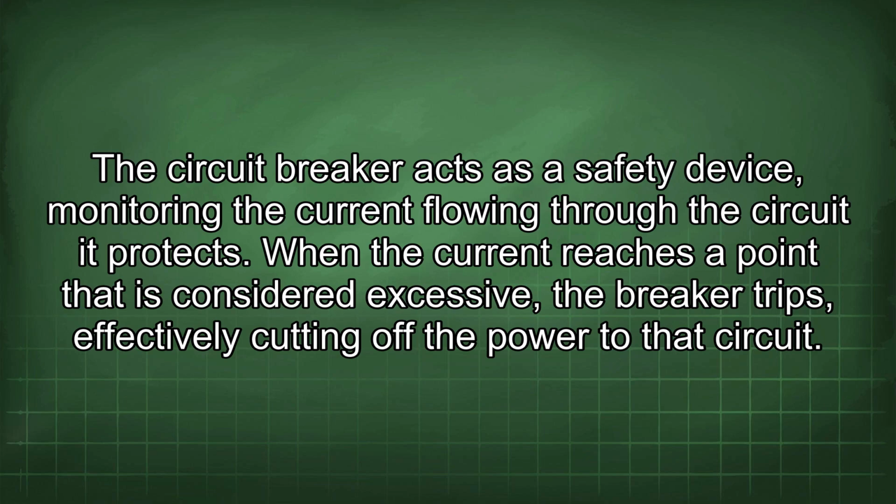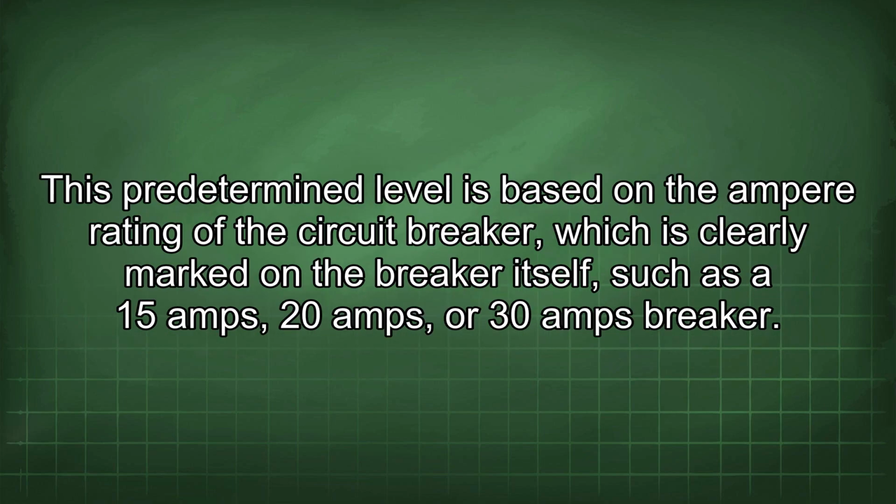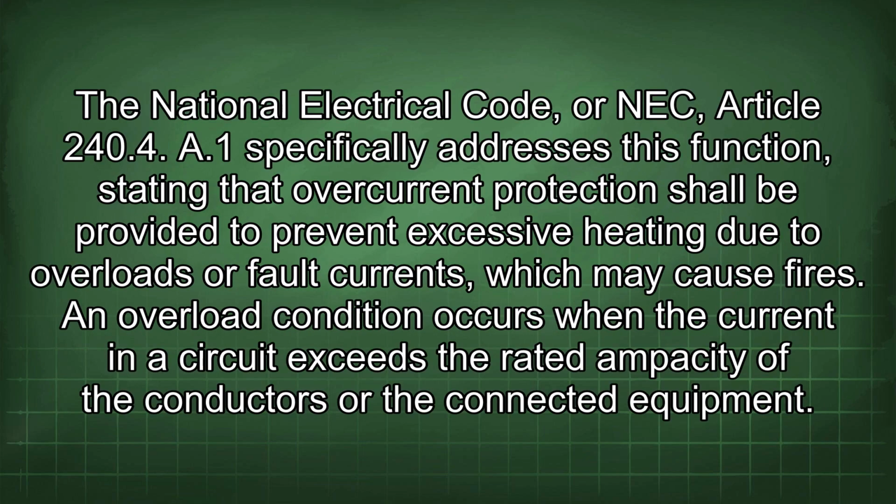When the current reaches a point that is considered excessive, the breaker trips, effectively cutting off the power to that circuit. This predetermined level is based on the ampere rating of the circuit breaker, which is clearly marked on the breaker itself, such as a 15 amp, 20 amp, or 30 amp breaker. The National Electrical Code, or NEC, Article 240.4 specifically addresses this function, stating that overcurrent protection shall be provided to prevent excessive heating due to overloads or fault currents, which may cause fires.